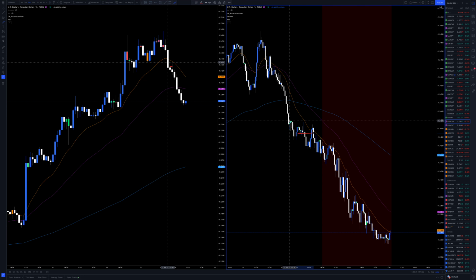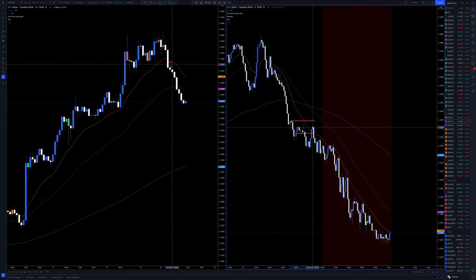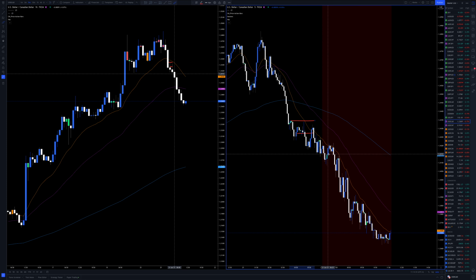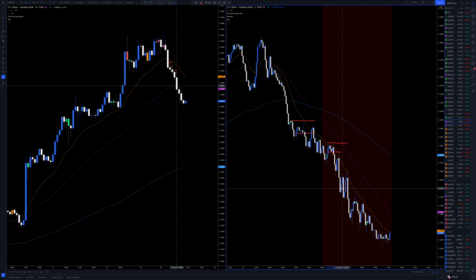So here we go. We have some levels here. You can see we get a nice tight range again into the 20. Breaks down, pulls back to our level, breaks down again. We get our next tight range into our 20 right here, and the same thing happens: breaks down, boom.